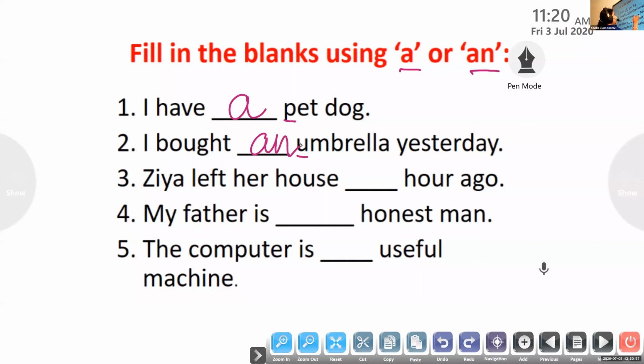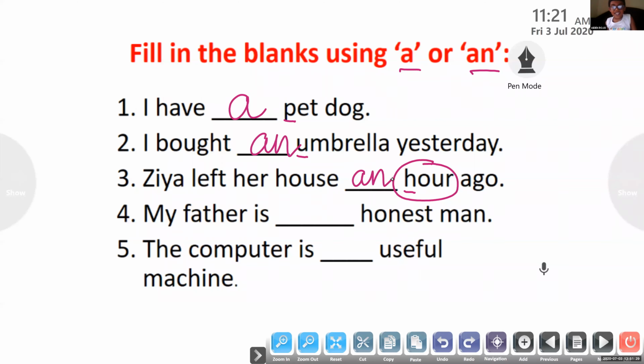So here the word starts with a consonant, H. But what did I tell you about this rule? Here in this word, it starts with a consonant H, but it has the sound of a vowel. Very good. So what do we have to use before it? An. Good. Very good. Now we'll move on to the next one.